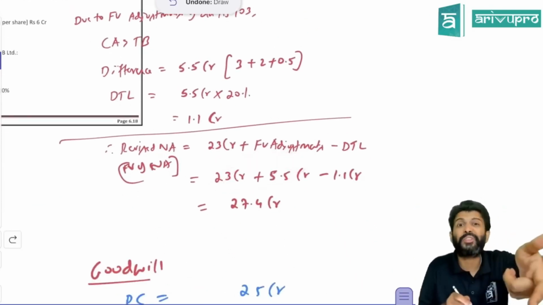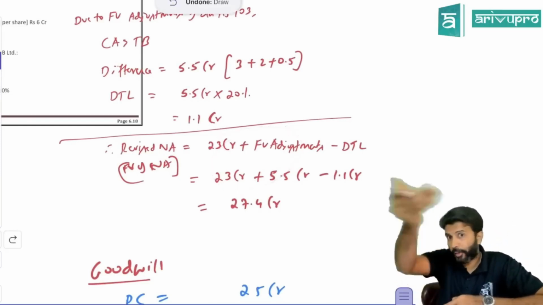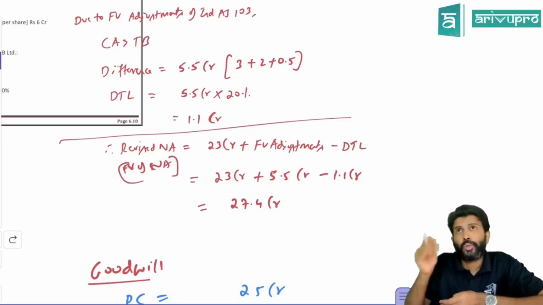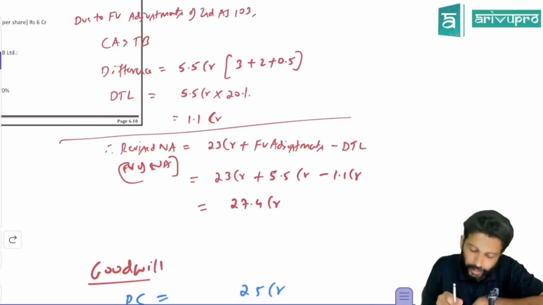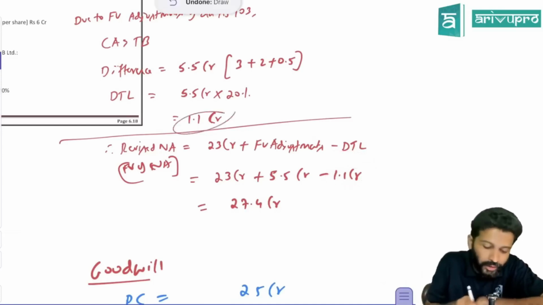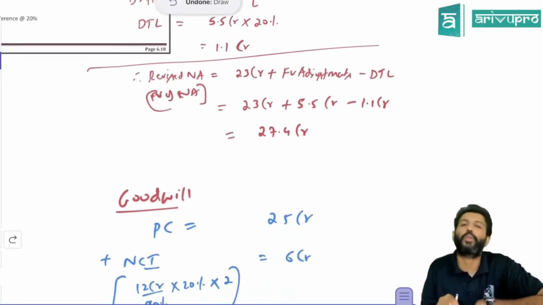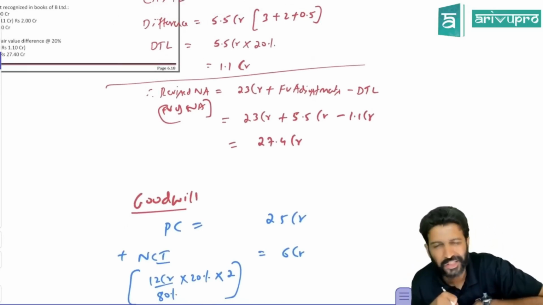No. But we also have a deferred tax liability. These are all assets, but because of this adjustment, we have to create deferred tax liability also. Deferred tax liability you also need to account. So if you have to account one liability, net assets will reduce. So deduct the deferred tax liability, which we already calculated here, 1.1 crore. So revised net assets will become 27.4 crores. Now take this amount and accordingly do your goodwill or bargain purchase gain calculation.